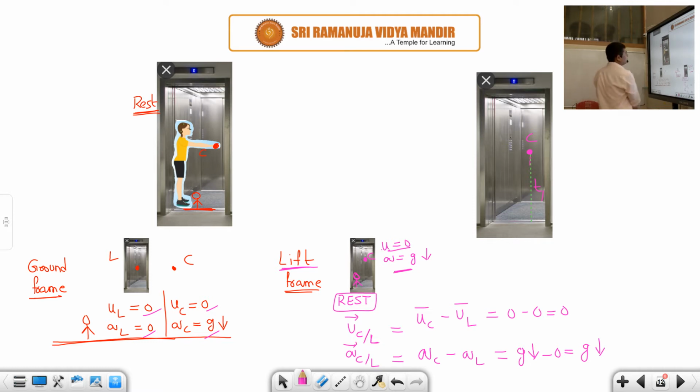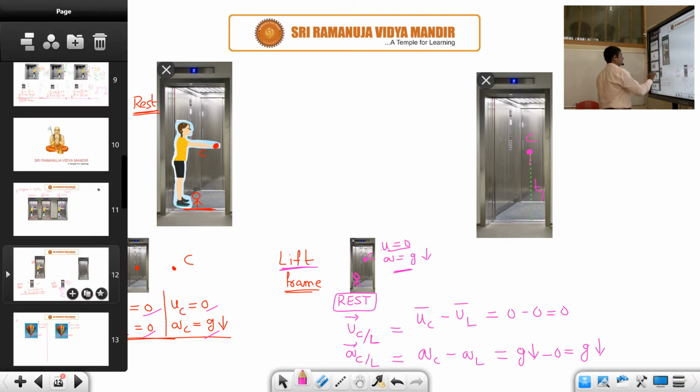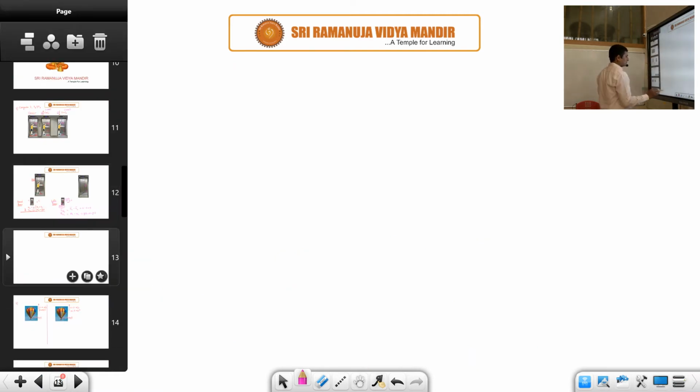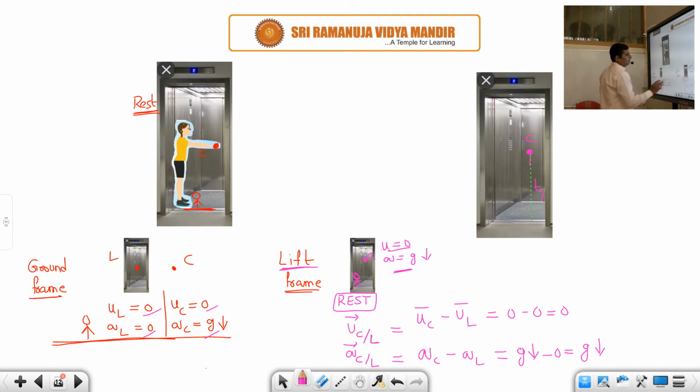Now what is the second case, students? The second case is the same thing, but the lift is going upwards. So I'll take a new slide. Every time I may not copy it all; just for the first problem I have done it like this, because it is taking too much time.